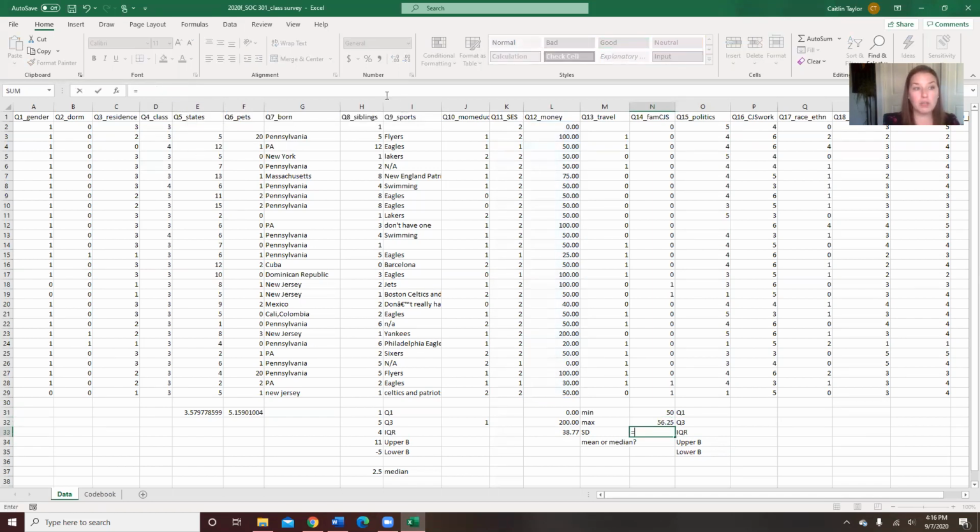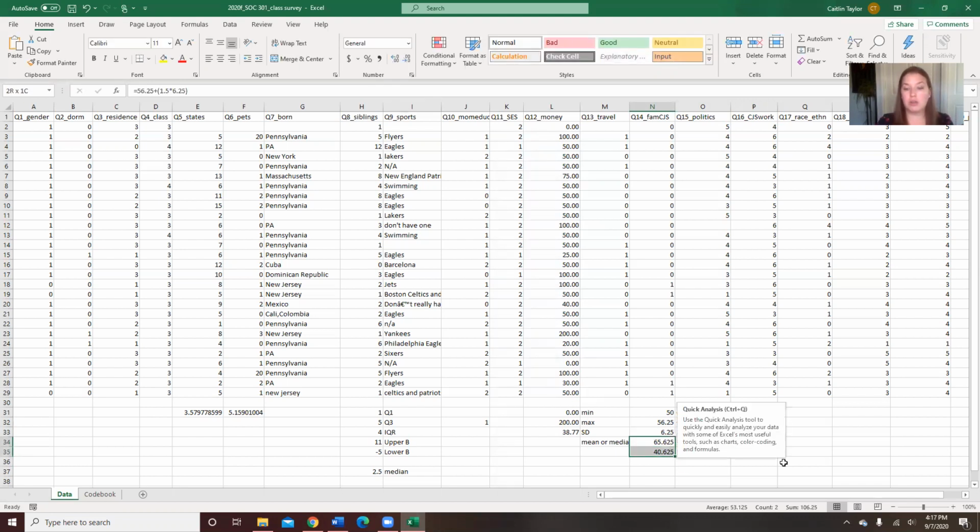Our IQR then is our Q3, which is 56.25, minus our Q1 of 50. Our formula for the upper bound is our Q3, 56.25, plus 1.5 times our IQR, which is 6.25. Our formula for the lower bound is equals our Q1, 50, minus 1.5 times our IQR, 6.25. So this is giving us now our range beyond which outliers would exist.